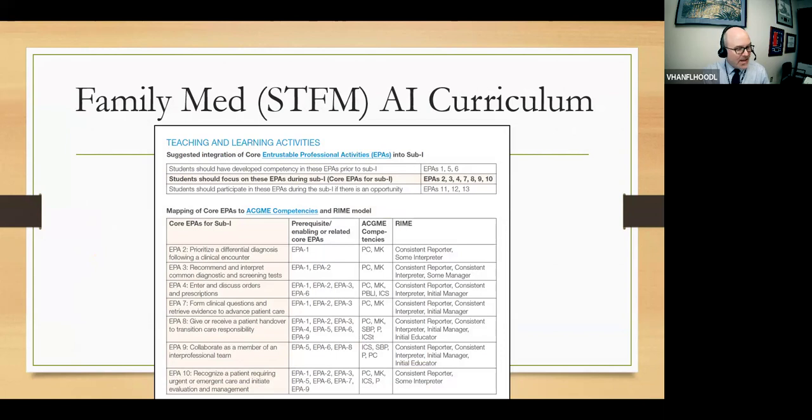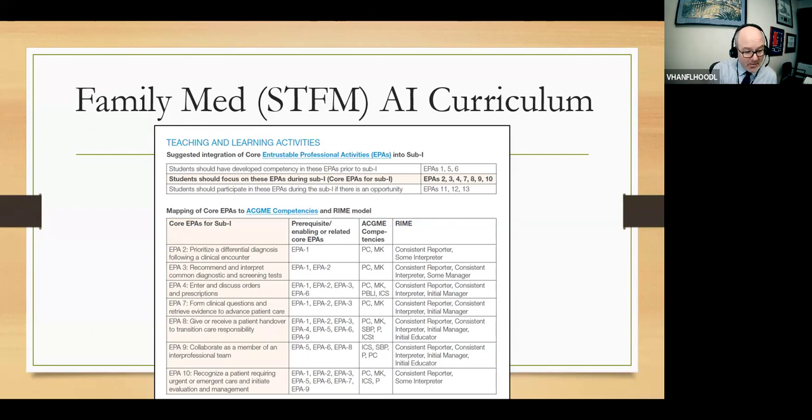Okay, family medicine. They have a great curriculum that is complete. STFM is, by the way, the Society of Teachers of Family Medicine, and they are firmly and wholly based in the EPAs. They've mapped them, as you can see on the page, according to ACGME core competencies and mapped them against graduated skills according to the RIME model. But you can see maybe they're at the top.